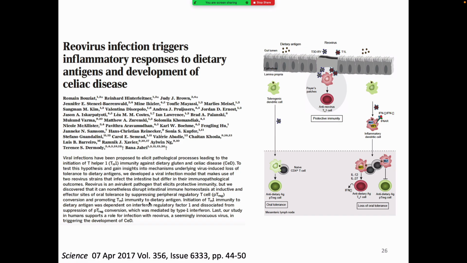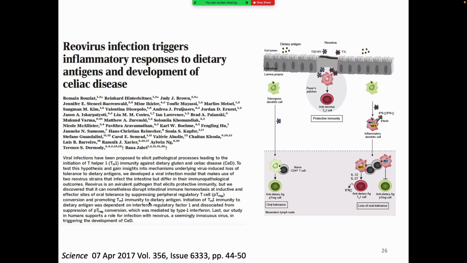But the model that we understand a little bit better about deviation is the model that is shown in this study, and there have been a number of follow-ups, largely coming from the lab of Terence Dermody. And so this shows a situation that potentially can lead to celiac disease.